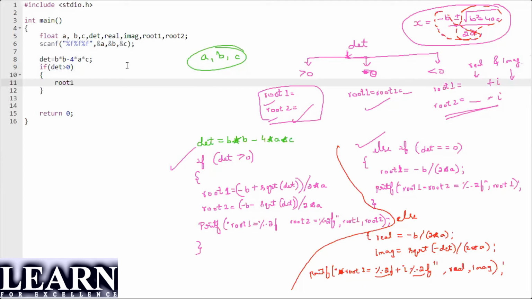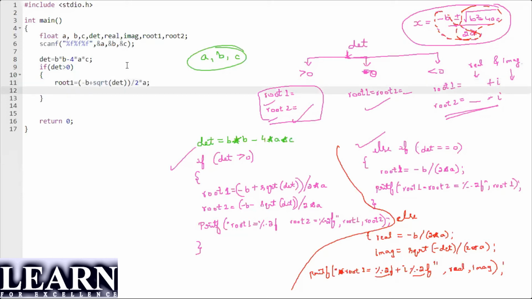Root 1 is equal to minus b plus square root of determinant, that is, square root of b square minus 4ac, the whole divided by 2 into a. I'll take the numerator as a whole, a whole divided by 2a. If you consider that as a whole, then you can take it easily. Similarly, I'll take out root 2.